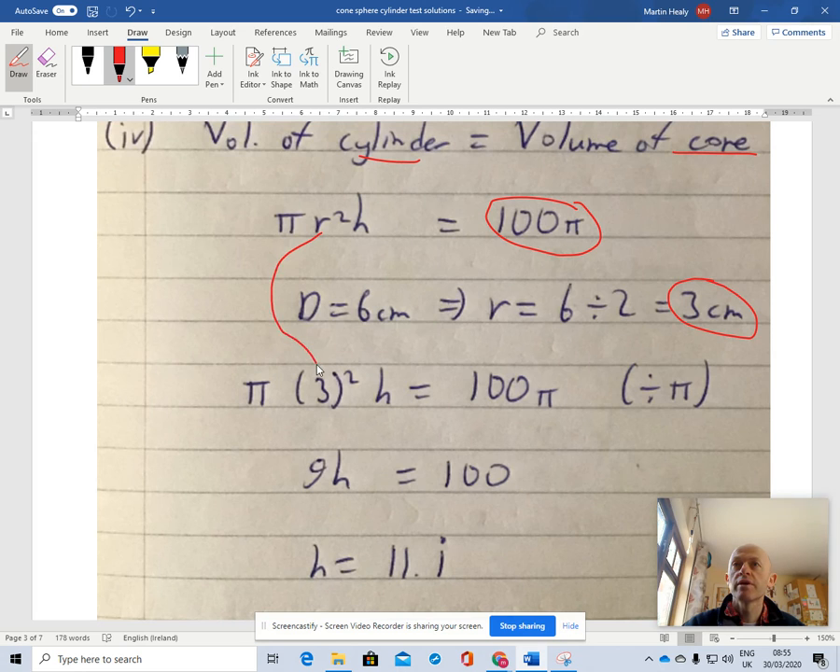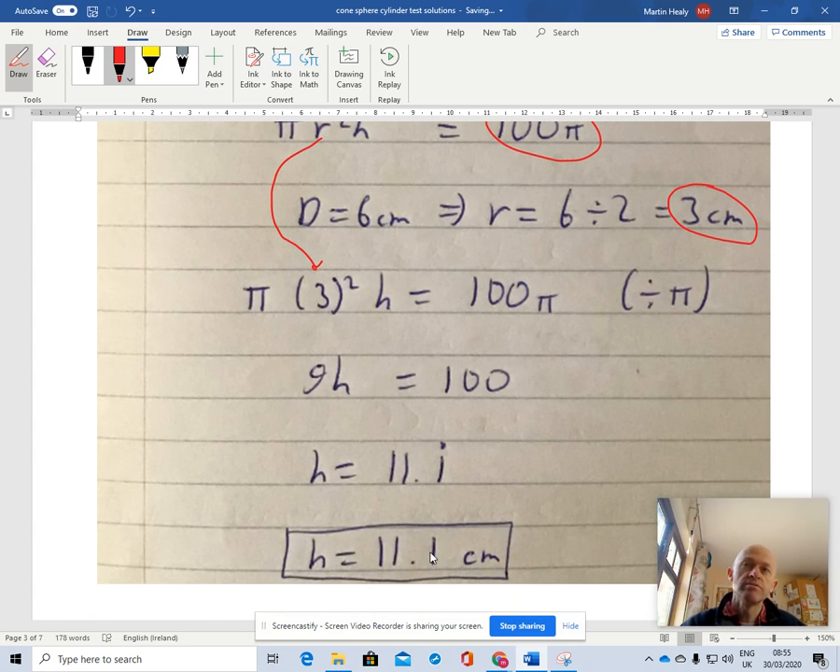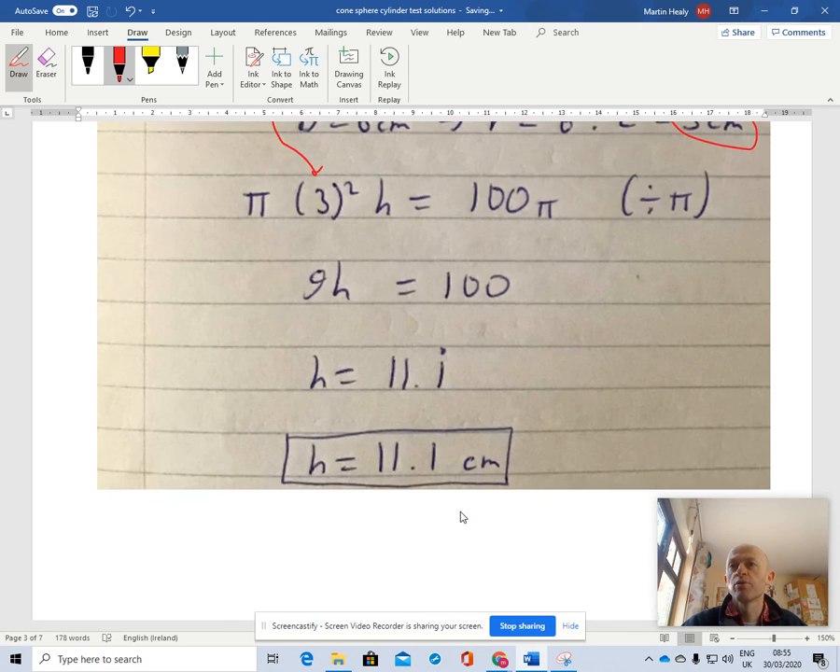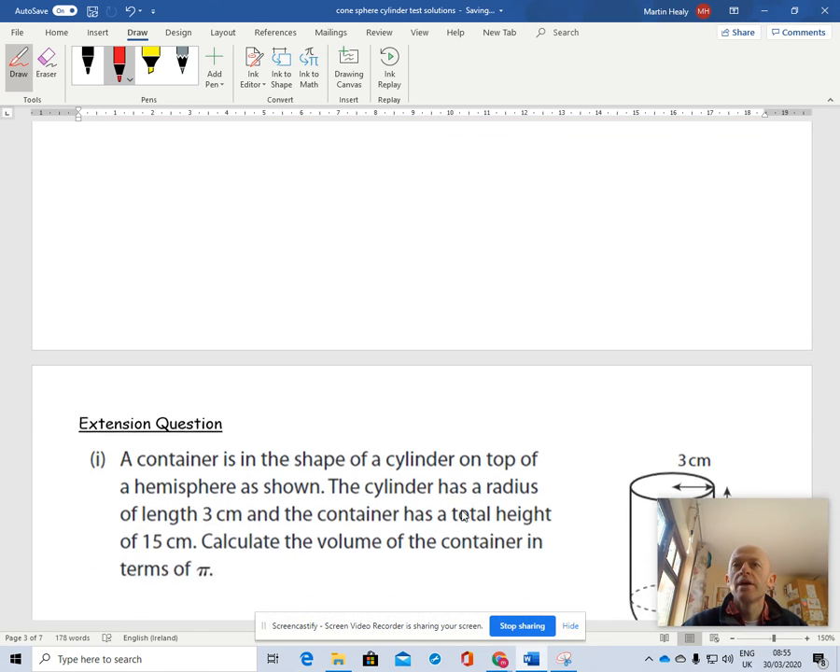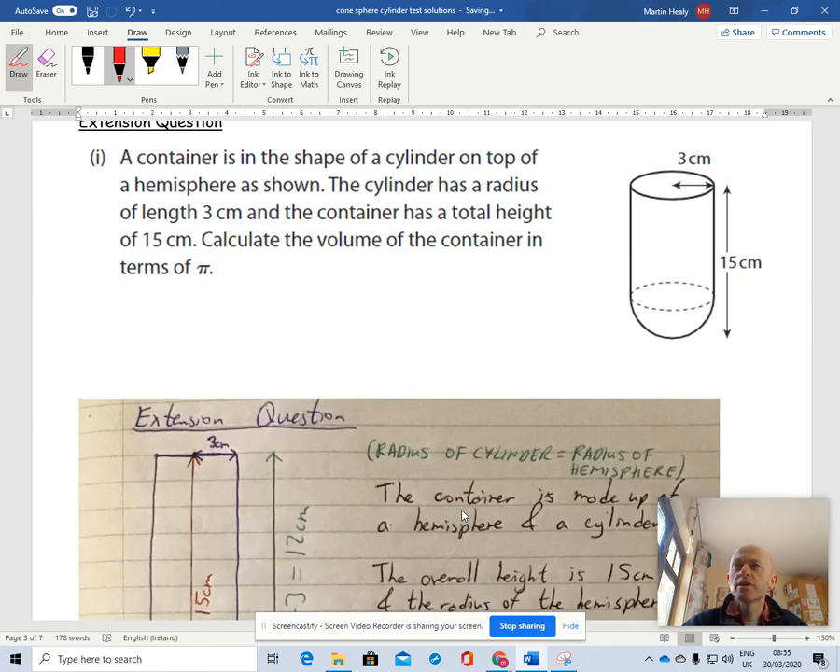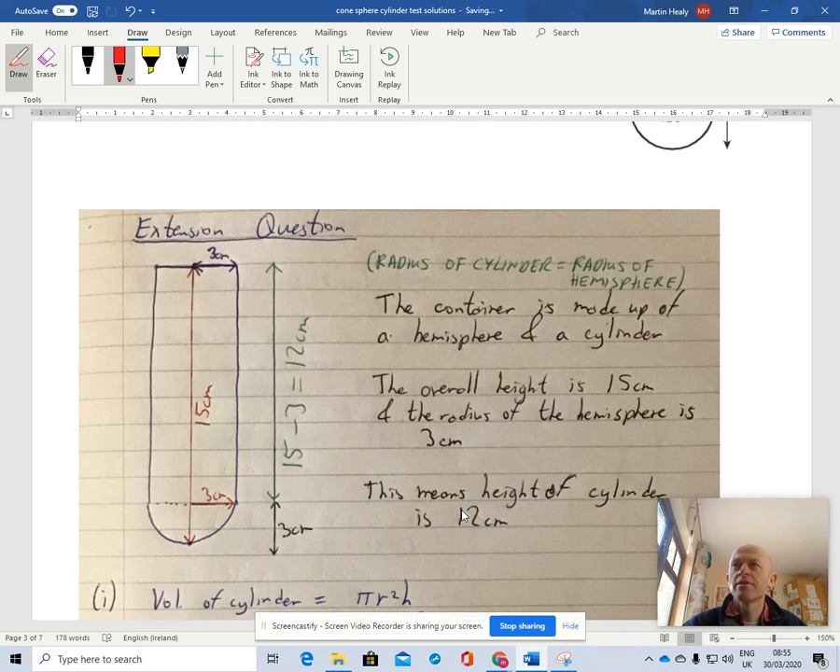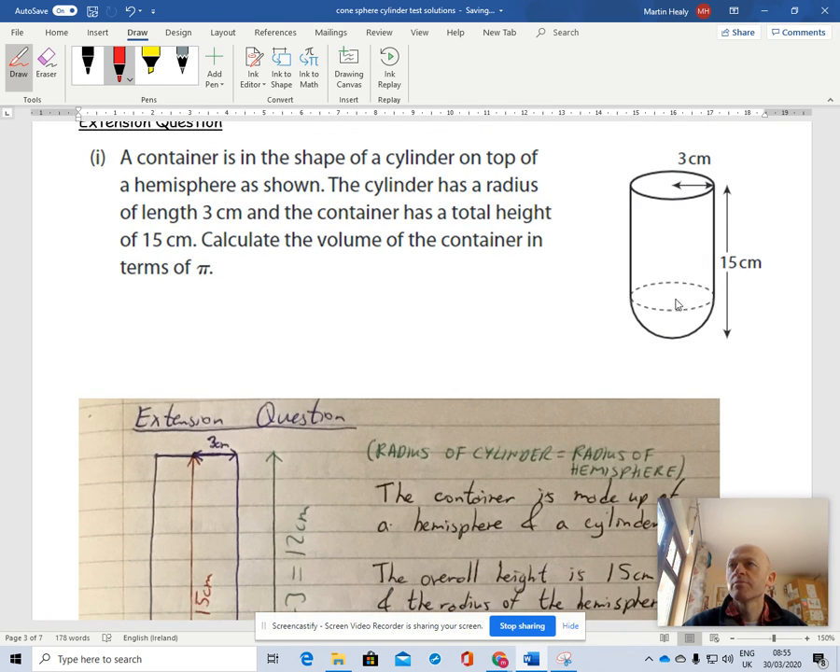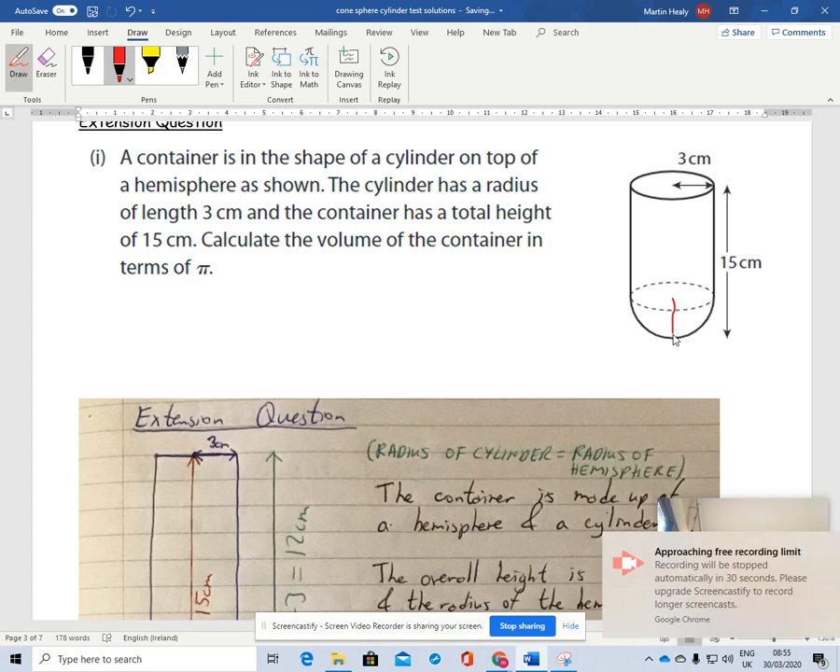Instead of r, I now have my 3 there. I've got a pi on each side. They cancel out. So we end up with 11.111 recurring again. That rounds off to 11.1. And then the extension question is pretty tricky. I've tried to explain it here. But if you like, the very bottom part here, the hemisphere part, has a radius of 3. So therefore the height of the cylinder is actually 12.